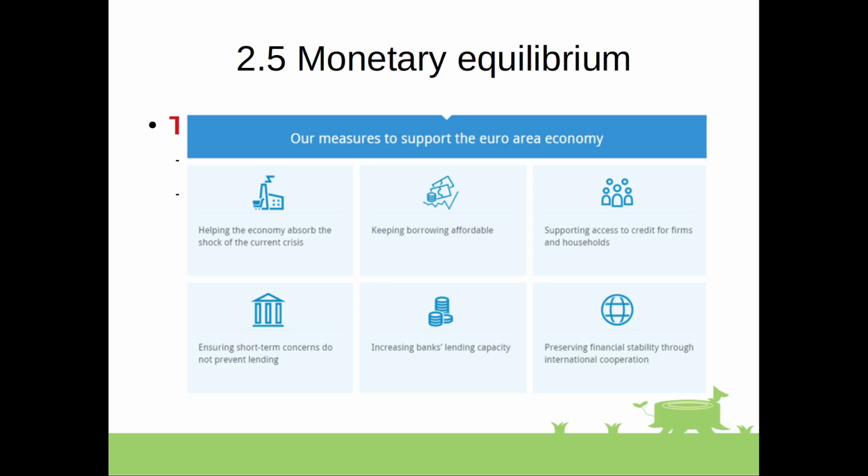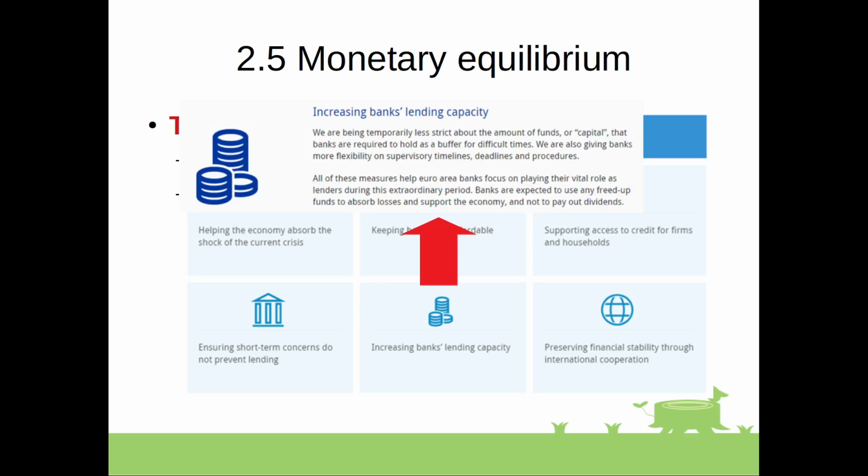This is also in your textbook, I believe. This is the one about the interest rates, right? I clicked on this one, and I also included this in your textbooks, so you can see what they mean with, oh, okay, then apparently the red arrow is not about keeping borrowing affordable. It's about increasing banks' lending capacity.